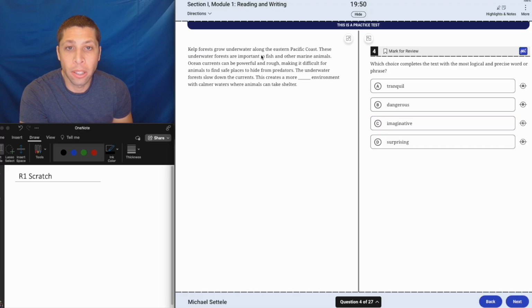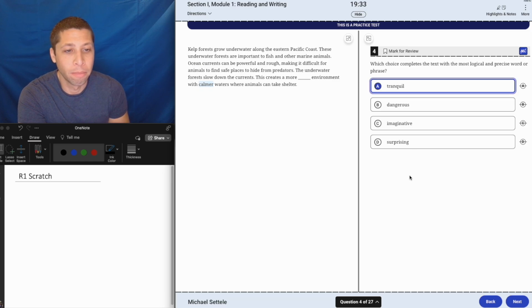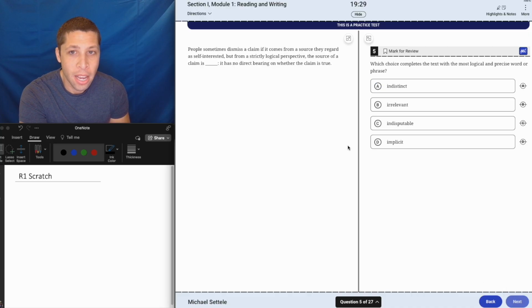Kelp forests grow underwater along the eastern Pacific coast. These underwater forests are important to fish and other marine animals. Ocean currents can be powerful and rough, making it difficult for animals to find safe places to hide from predators. The underwater forests slow down the currents. This creates a more blank environment with calmer waters. How about just a more calm environment? Tranquil. This repetition is just, especially in the first module, you got to take advantage.